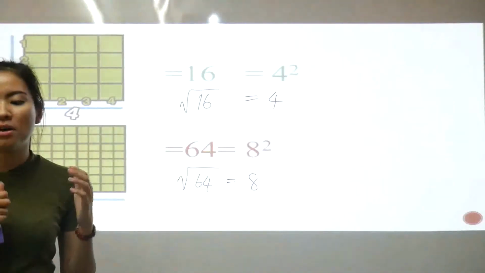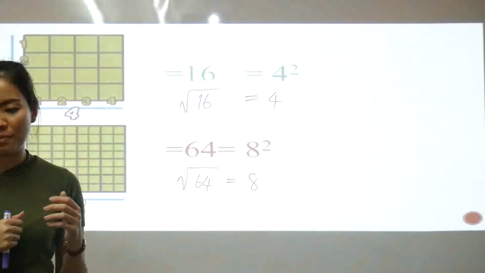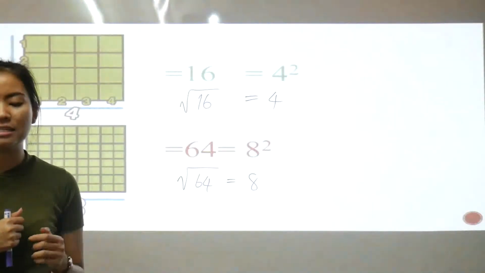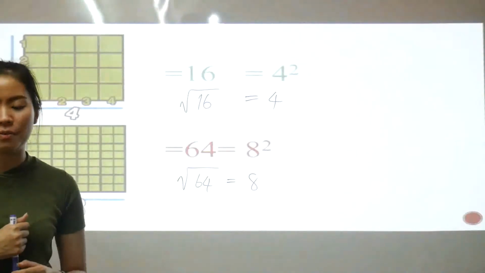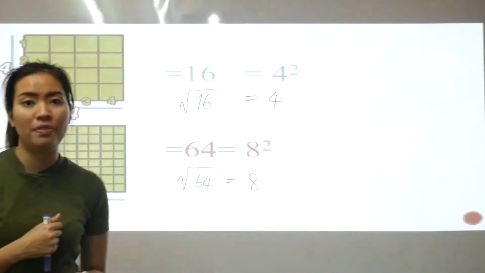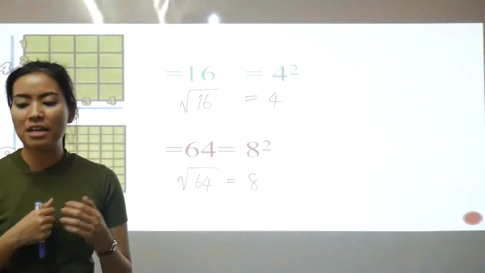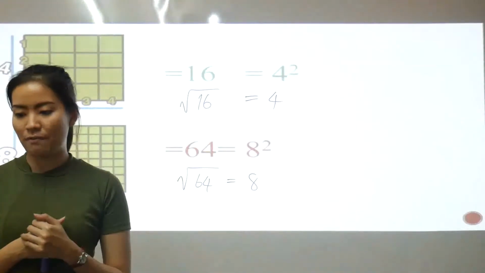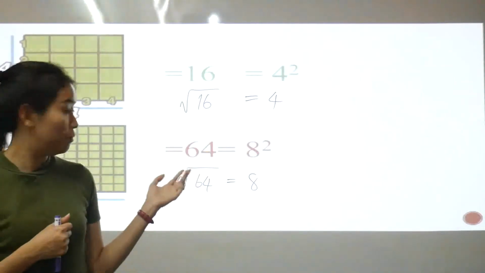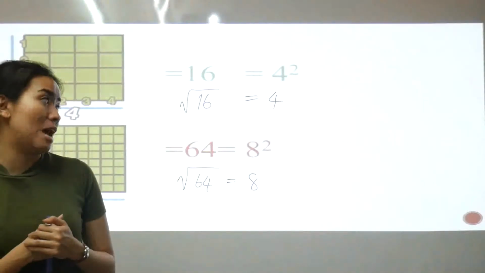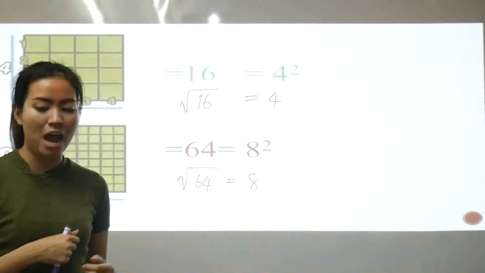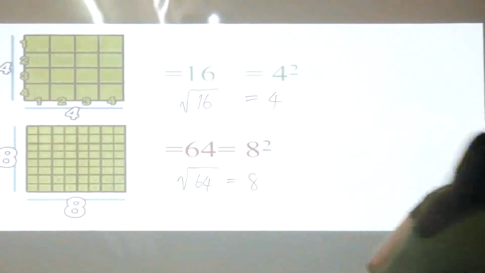So the most important thing to take away from this lesson is the relationship between a perfect square and its square root. And now we can explore that relationship a little bit. Let's take a look at, for example, the perfect square of 25.